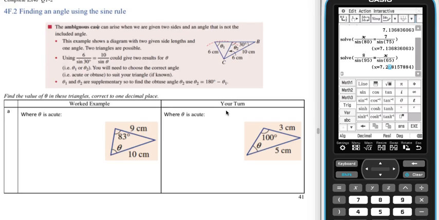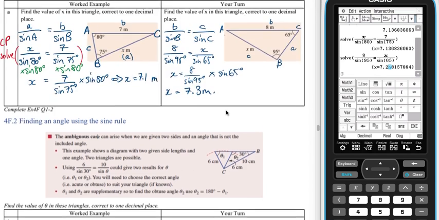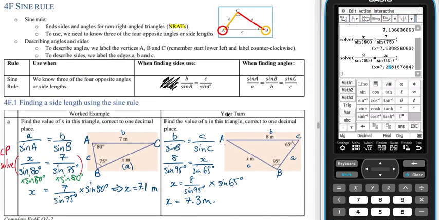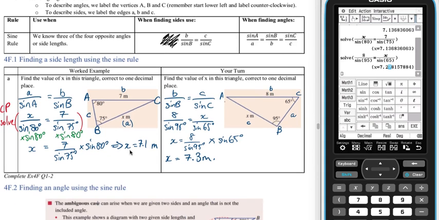In the video today, we'll be using the sine rule to help us find an angle instead of a side. In our previous video, we used the sine rule to firstly go, okay, this is how we label a triangle when it's a non-right angled triangle. And we use the sine rule to help us find an unknown side length. In this case, it was x each time.